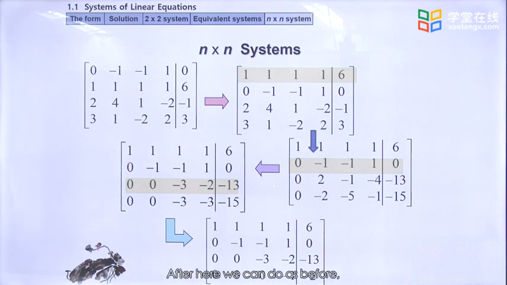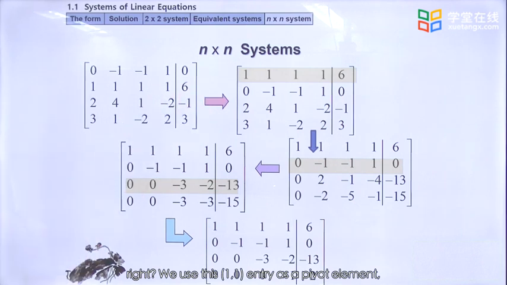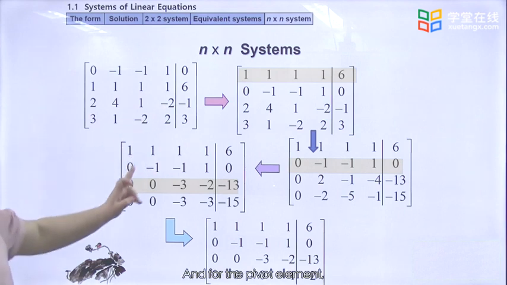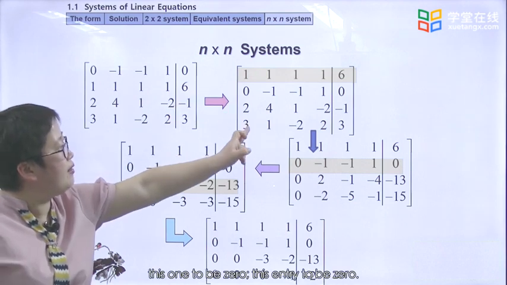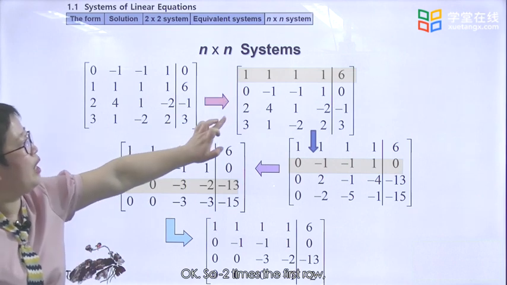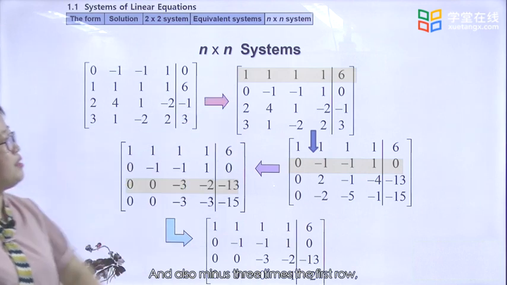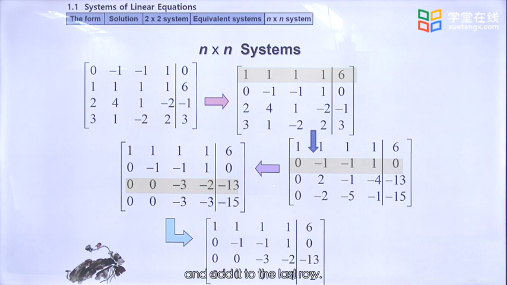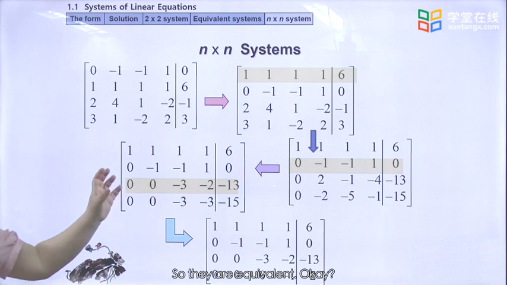After this, we can do as before, right? You use this 1,1 entry as the pivot element, and the first row as the pivotal row. So the pivotal row, you keep the same. And using the pivot element, you eliminate this entry to be 0, and this entry to be 0. So minus 2 times the first row, add to the third row, right? And also minus 3 times the first row, add to the last row. And you will get this new augmented matrix. So they are equivalent, okay?